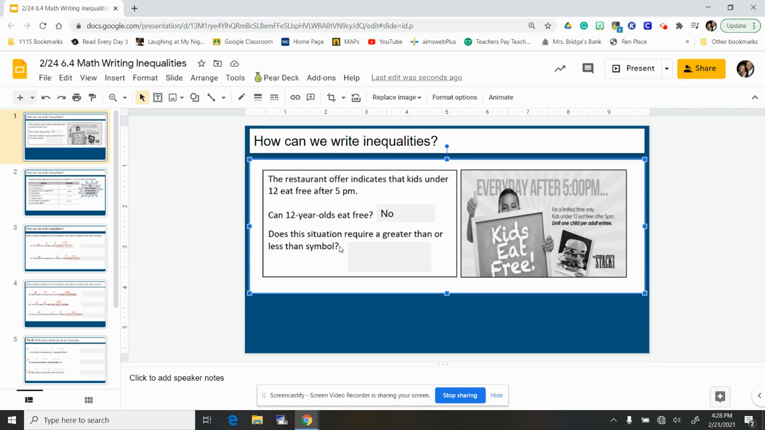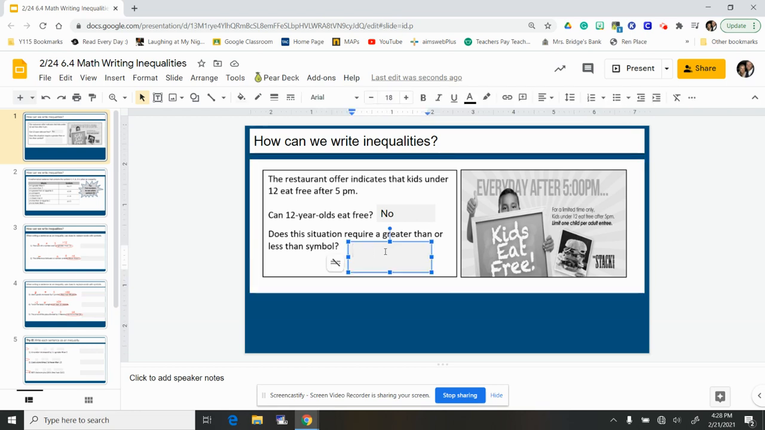Does this situation require a greater than or less than symbol? Let's say that K equals kid's age. I want you to stop and think, is this dealing with a greater than or less than symbol? Well, hopefully you chose that we're working with a less than symbol, because under should be that indicator that it is less than 12. So my inequality would look like this: K is less than 12.